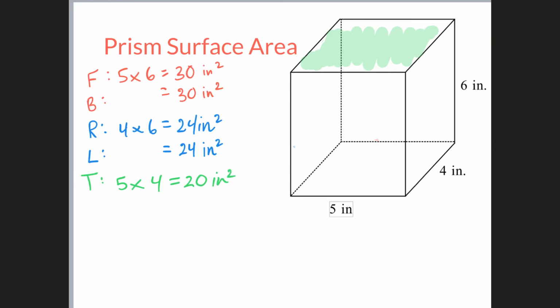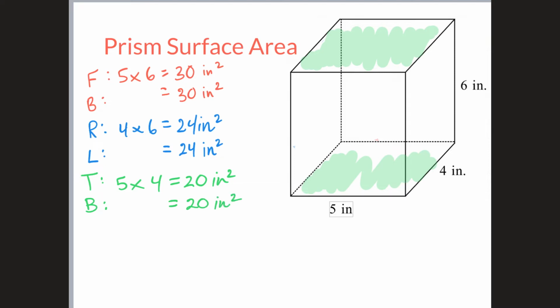And the bottom is going to have that same area. The bottom is going to be here, same area, 5 times 4. So the bottom, 5 times 4, is 20 square inches.